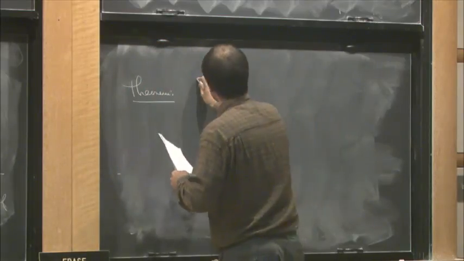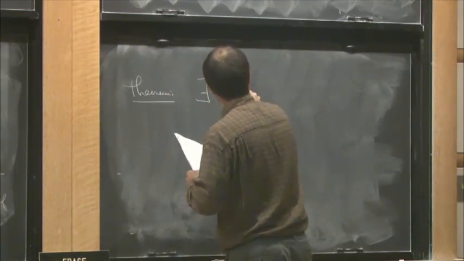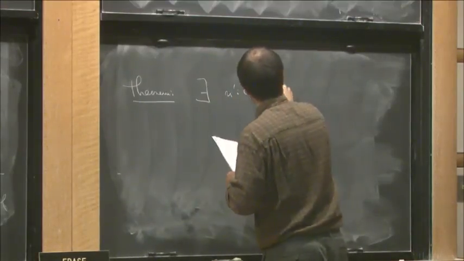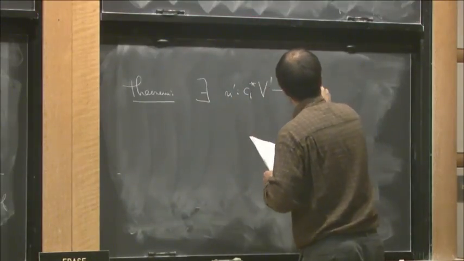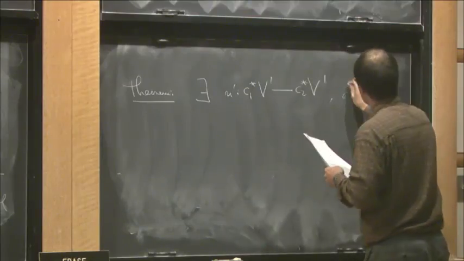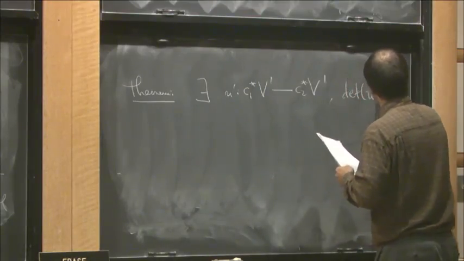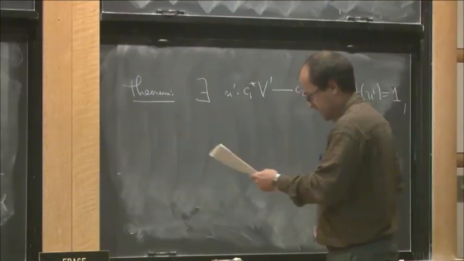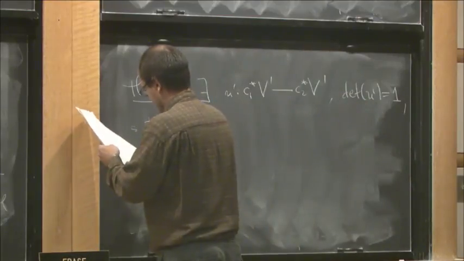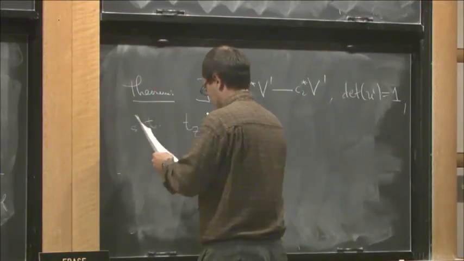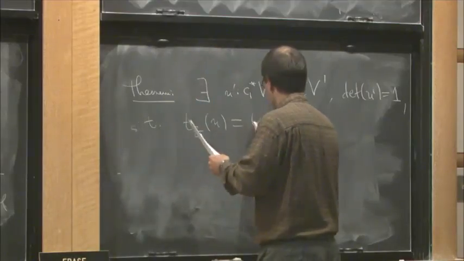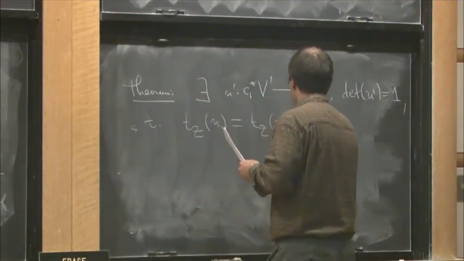So again, there exists a u prime from C1 upper star V prime to C2 upper star V prime, with determinant of u prime equal to 1, such that ℓ_z of u is equal to ℓ_z of u prime.